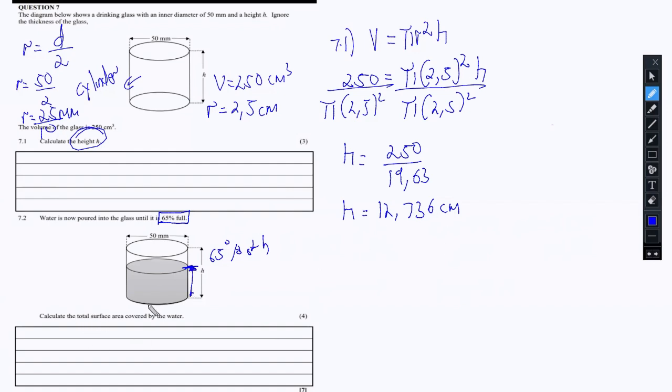Okay, we are now to calculate the total surface area covered by the water, which again, we are not shown the formula for the surface area of the cylinder. So the surface area of a cylinder is 2 pi r square plus 2 pi r h. But another thing that you have to note, if you are given a cylinder and your cylinder is not closed here, right?